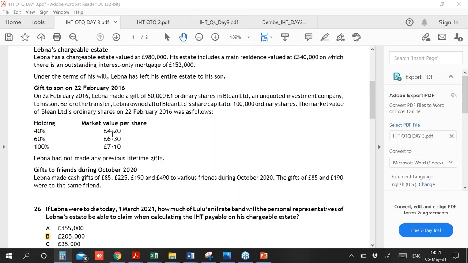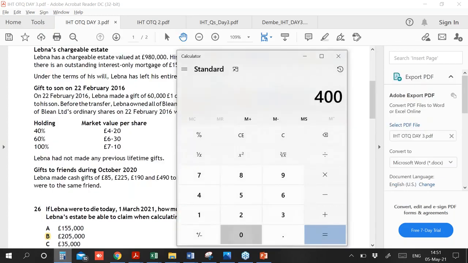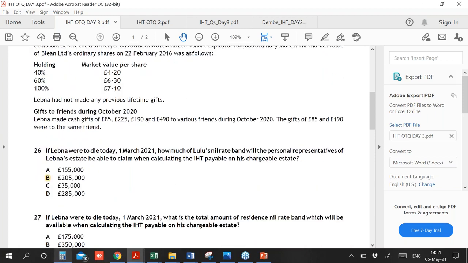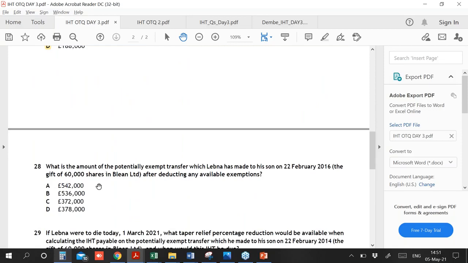40,000 times 4.2. Let's see what 40,000 times 4.2 equals. It is 168,000. Now minus 710,000 to check what is the decline in wealth. 542,000 is the decline in wealth. Now guys, shall I answer 542 or is there any exemption that I need to deduct from it? Is A the answer?